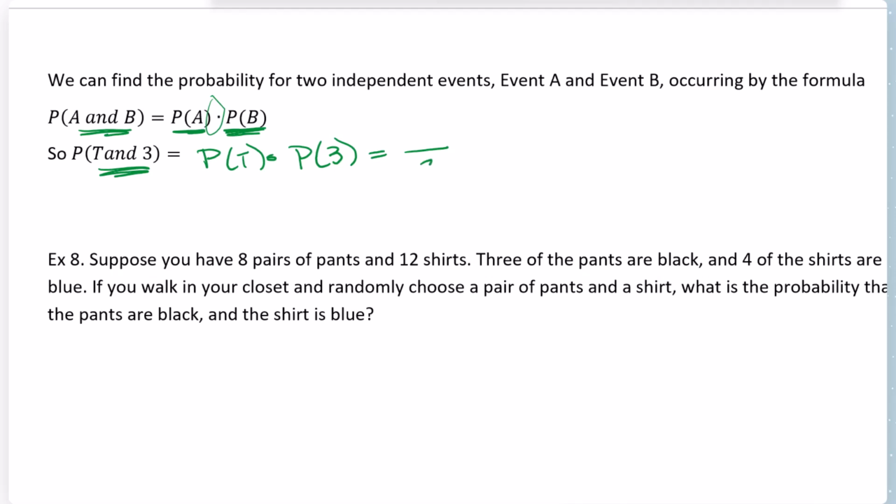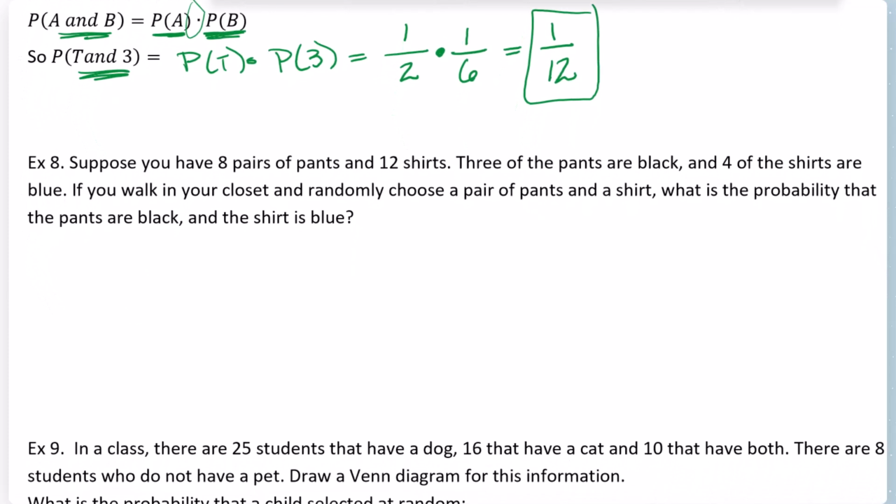So on our coin toss, how many possibilities are there? 2. Only 1 of those is a tail. Times, if we roll a normal 6-sided die, there are 6 possibilities, but only 1 of those 6 is a 3. And then the way we multiply fractions is straight across. So in the numerator, 1 times 1 is 1. And in the denominator, 2 times 6 is 12, giving us the 1/12. But this way, we did not have to go in and create the full sample space. We could just take the probability of a tail, times the probability of rolling a 3 on a normal 6-sided die.